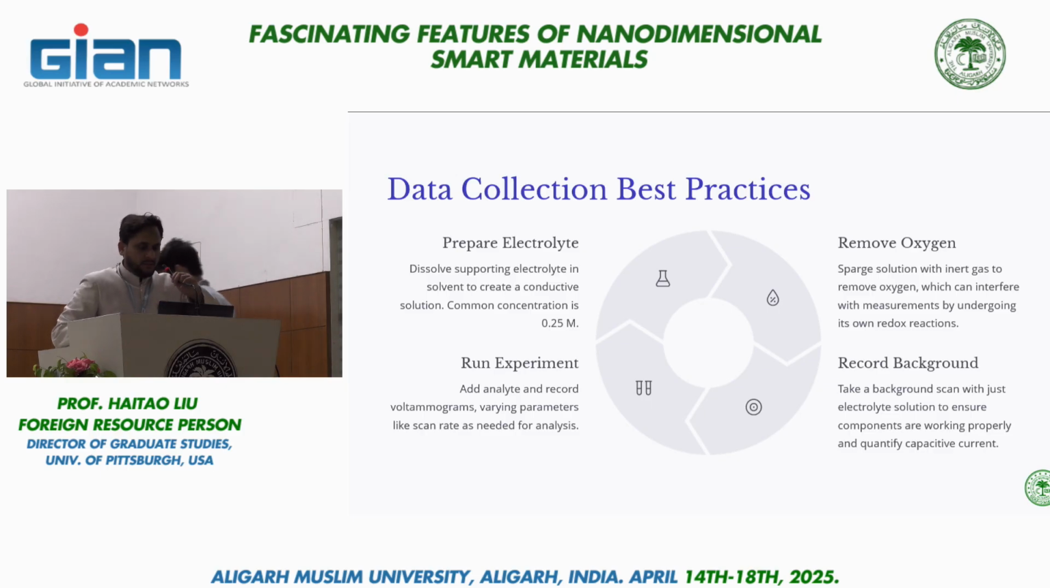So the best practices for data collection. First of all, prepare your electrolyte by dissolving a suitable electrolyte in water, maybe 2.2 molar or 0.25 molar. But the most important thing before carrying out the experiment is to completely remove oxygen from the system, because oxygen is a good electron acceptor. If you have not removed oxygen, it will take up the electrons, while the analyte, because of that, may not show the required oxidizing or reducing activity.